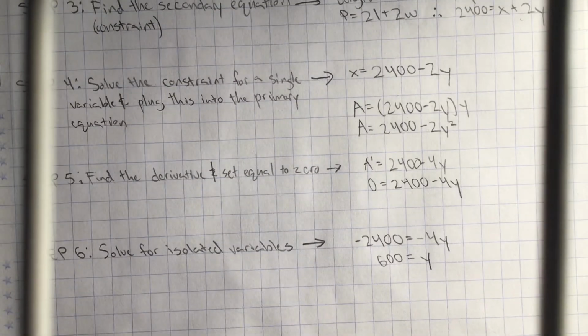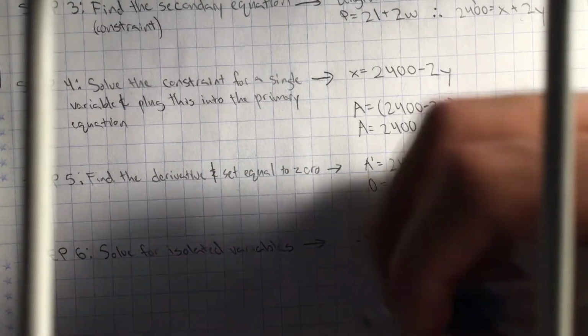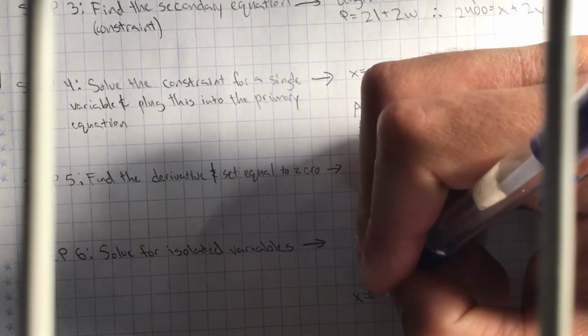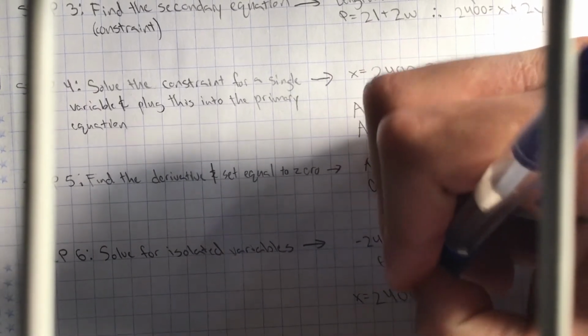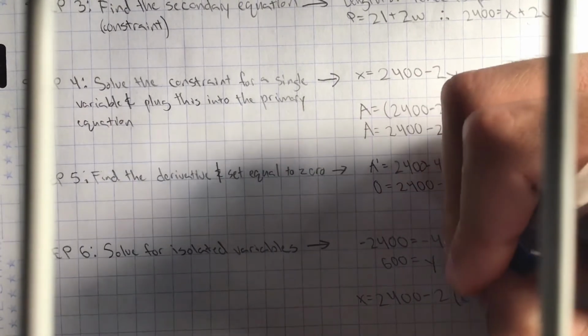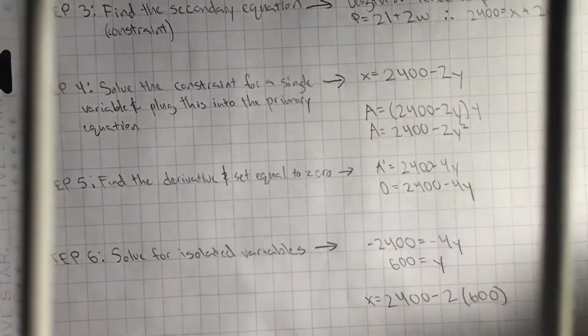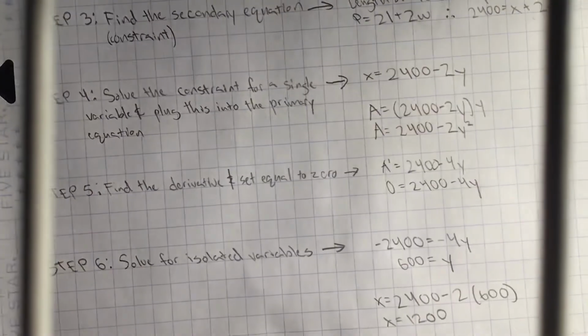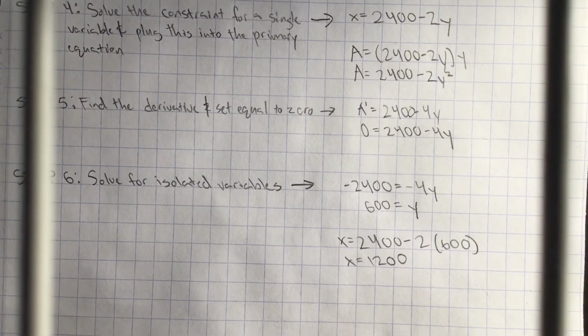And since we know that x equals 2400 minus 2y, we now know the y, we can solve for x. So x equals 2400 minus 1200, and x equals 1200. So we are almost there. We have found our x and our y.